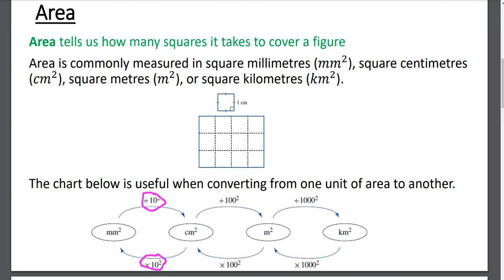Now, the thing that students usually don't notice is that when we're talking about area, instead of length, we have divided by 10 squared, not divided by 10, to get from millimetre squared to centimetre squared. When we're getting from centimetre squared to metre squared, we divide by 100 squared, not 100, and so on and so forth. So that's a common mistake to look out for. Okay?